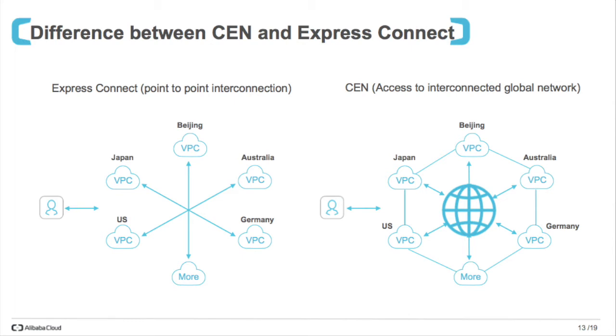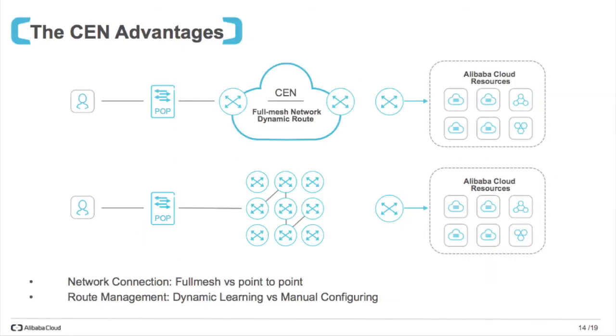From the network operating and maintaining view, let's see CEN's advantages. Let's see how customers let different VPCs in different regions communicate with each other in the past. Customers have to buy many peer-to-peer Express Connects and configure corresponding routing information manually. This is really time-consuming and increases the complexity for customers to maintain and operate their networks.